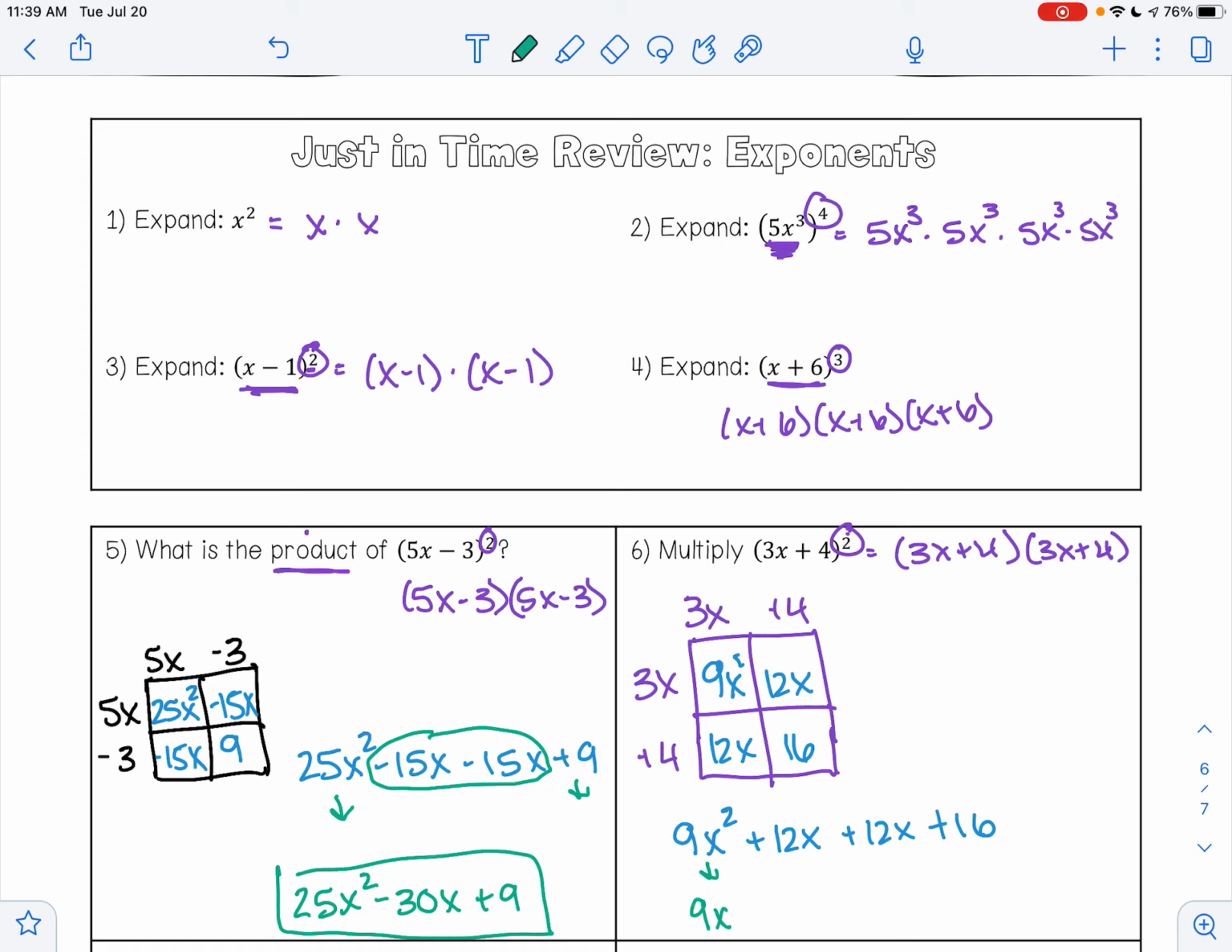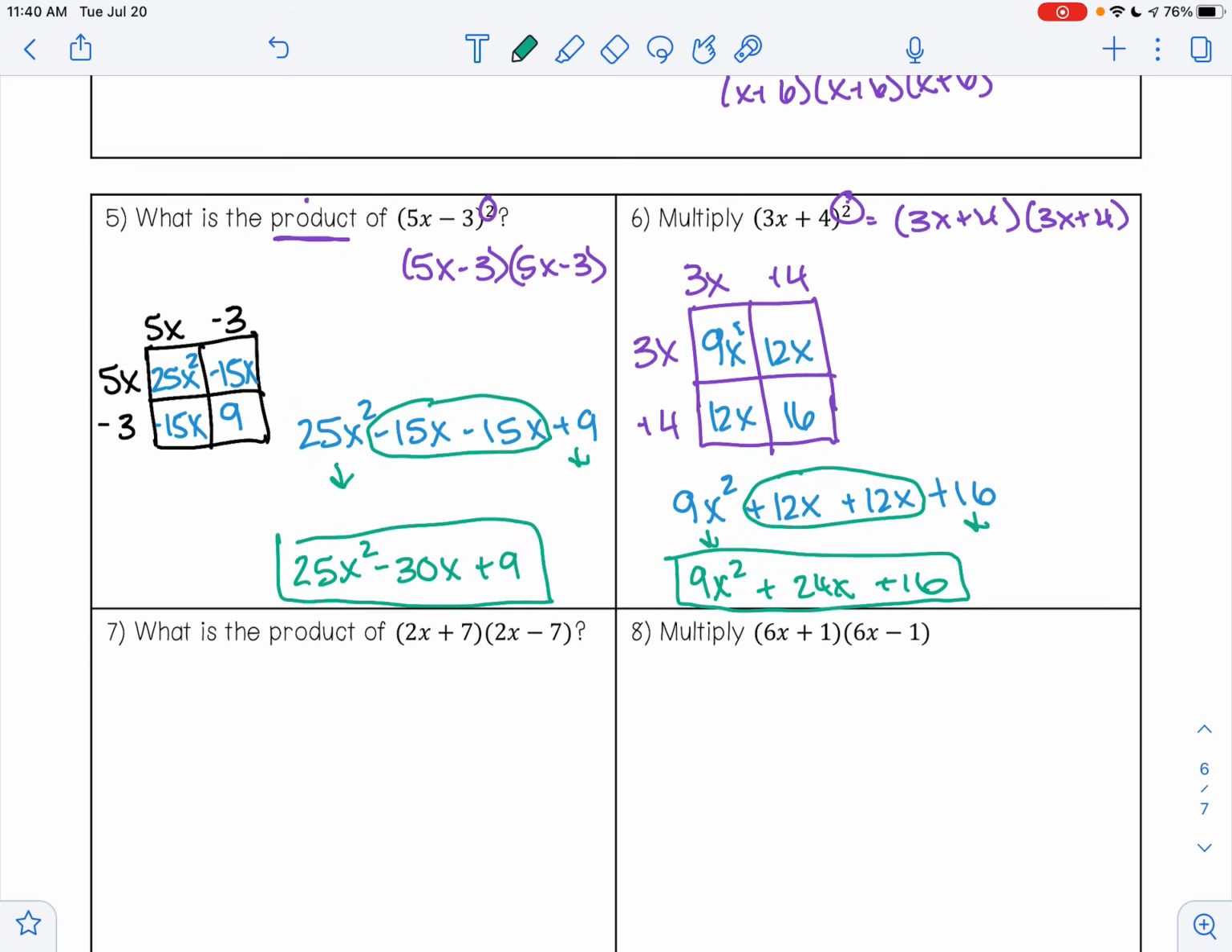9x squared doesn't have a like term, so I'm going to bring that one down. 12x plus 12x is 24x. And positive 16 doesn't have a like term, so I'm going to bring that one down. So my answer is 9x squared plus 24x plus 16.